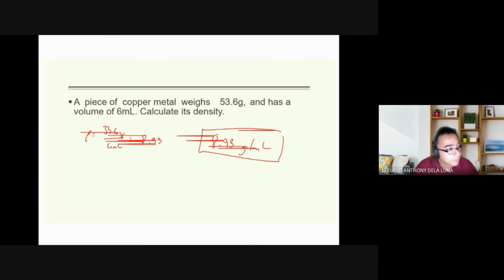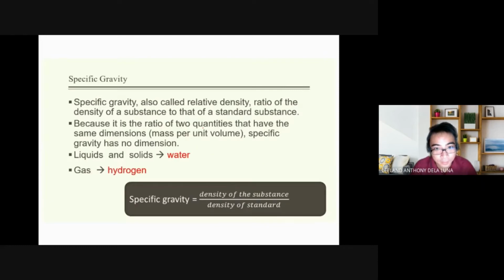So are we good? Okay. Sorry class, ngayon lang 'to nangyari because I believe sa format ng PowerPoint na ginamit ko. Anyway, isasaayos na lang natin 'to next time.